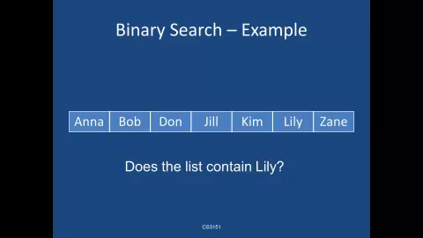Can we do better? As you may expect, we can do better by using divide and conquer. Note that we can quickly reduce the part of the list in which we need to search for, say, Lily. We just take the name in the middle of the list, which is Jill. Obviously Jill is not equal to Lily, but since Lily is lexicographically larger than Jill, and since the list is sorted, Lily must be in the second part of the list, if it is contained in the list at all.